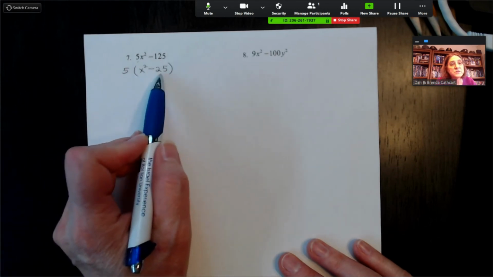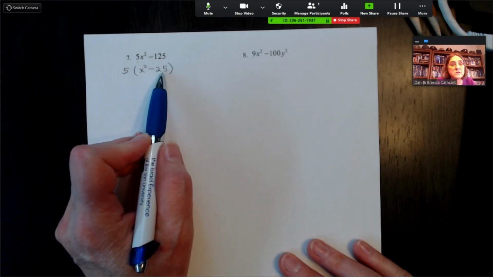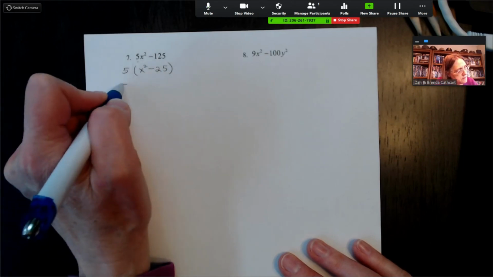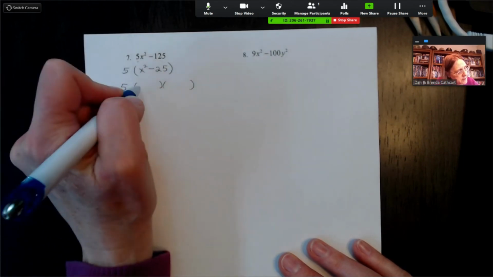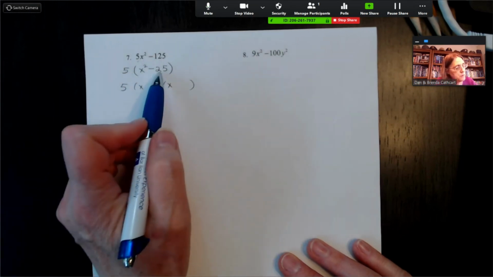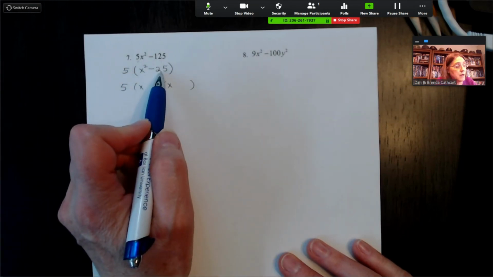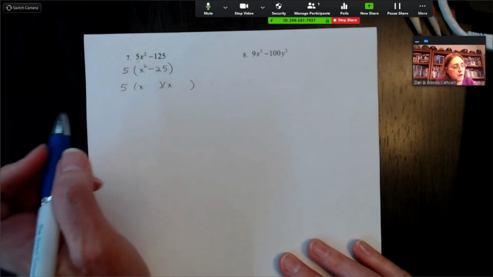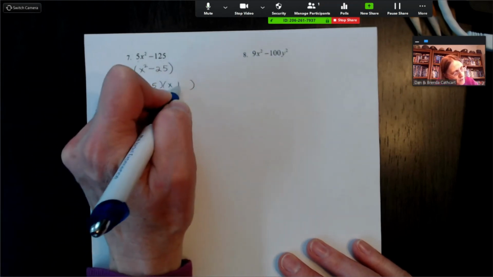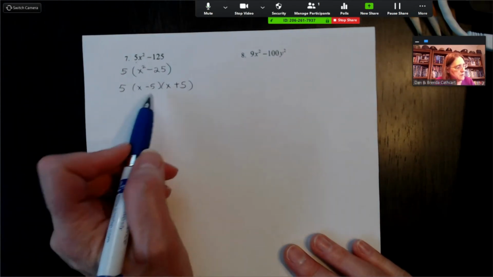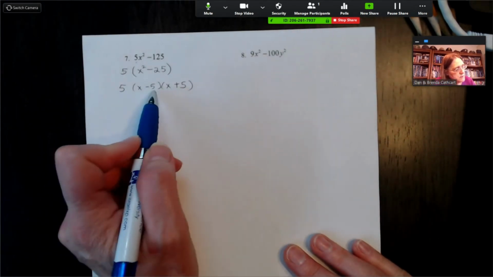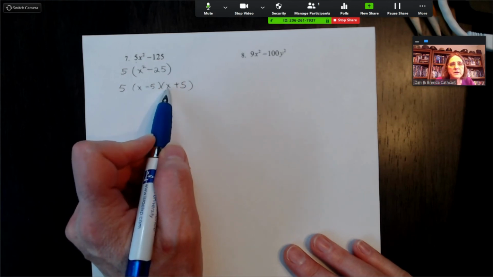This then is a difference of 2 squares. Our outer and inner term is 0. So I know my two binomials are going to be identical, except 1 plus and 1 minus. Our perfect square, x squared is x times x. 25 is 5 times 5, and I want negative, so 1 negative 5 and 1 positive 5. And that's factored, a difference of 2 squares. The outer term of 5x and the inner term of negative 5x add to 0.